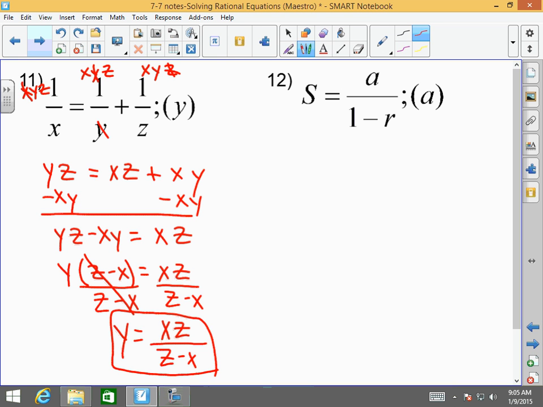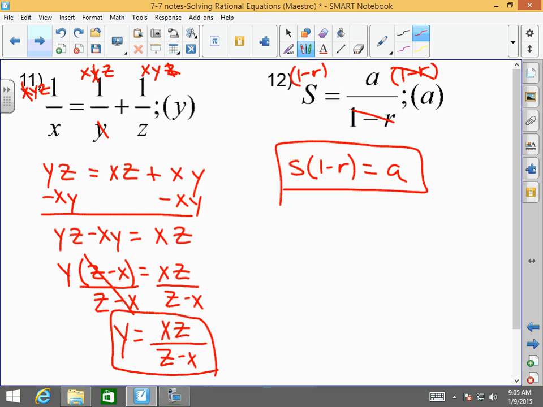Okay, go. Someone went, what? Tell me. Talk to me. I'm here for you. Okay, last but not least, S equals A over 1 minus R. Just multiply the LCD, 1 minus r. Beautiful. You multiply the LCD to both sides. So this is S times 1 minus R equals A. Done. Does that make sense, gentlemen?